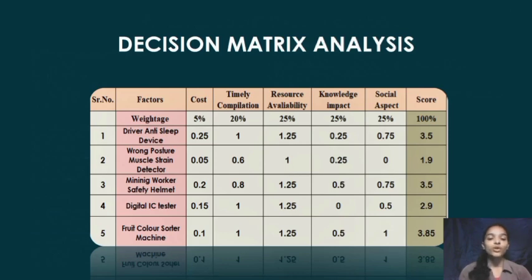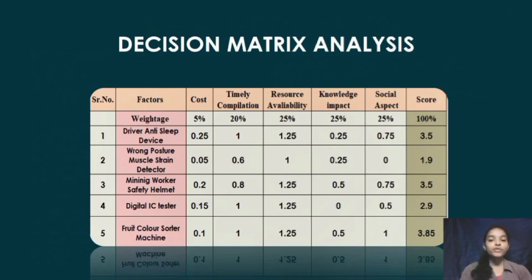So for cost, we have given the weightage 5%. For timely completion, we have given the weightage 20%. For resource availability, we have given the weightage of 25%. For knowledge impact, we have given the weightage of 25%. And for social aspect, we have given the weightage of 25%.